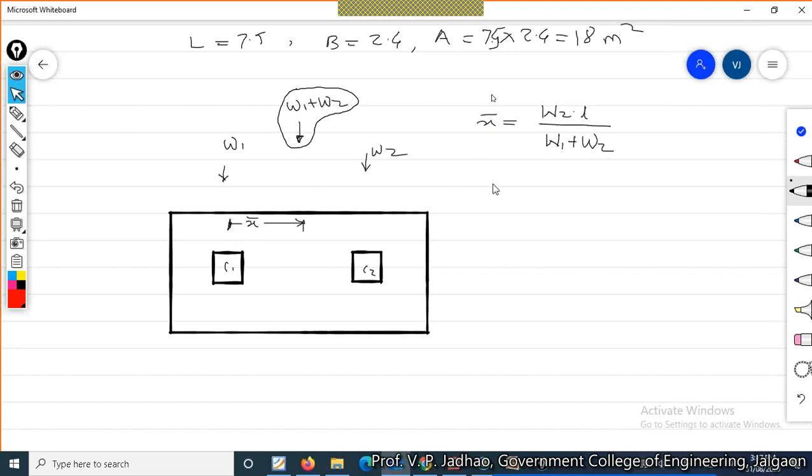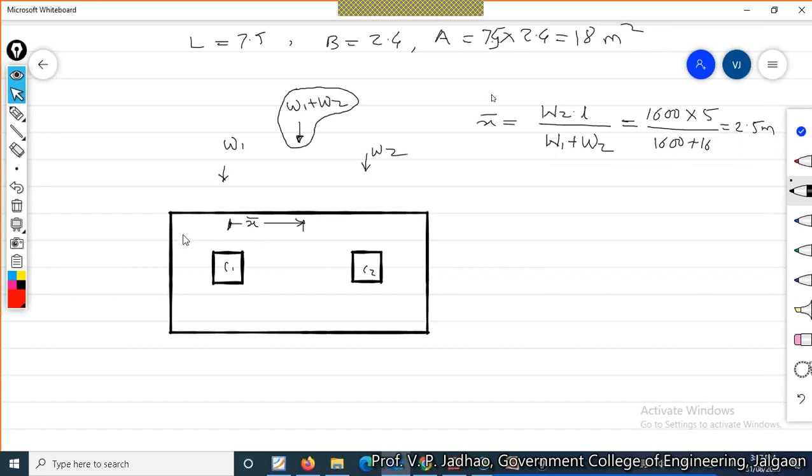Okay, draw this figure and we get x bar is equal to W2 into L divided by W1 plus W2. We have W2 is equal to 1600 kilonewton multiplied by the value of small l, which is 5 meter. This is given in your problem. W1 is again 1600 plus 1600. So we get the value of x bar. How much is it? It will be 2.5 meter. X bar is equal to 2.5 meter.